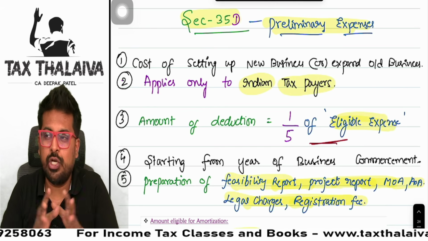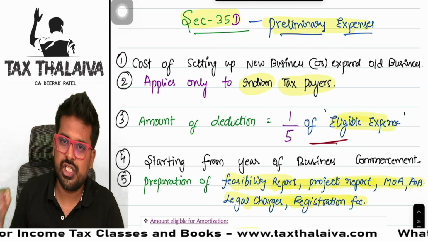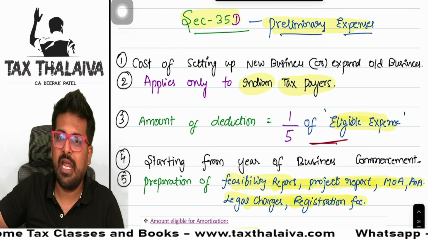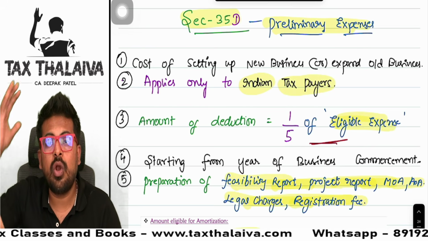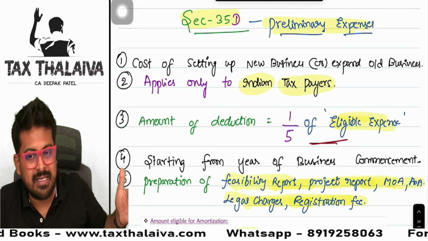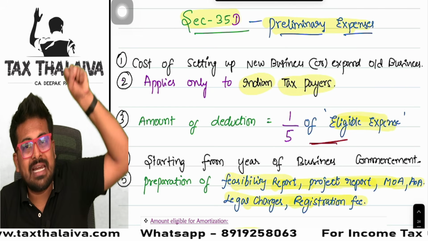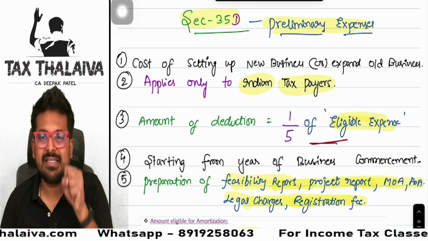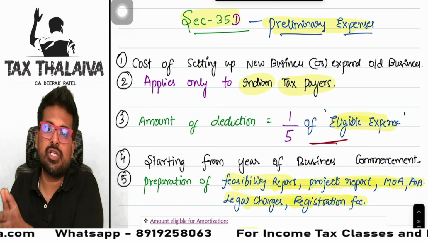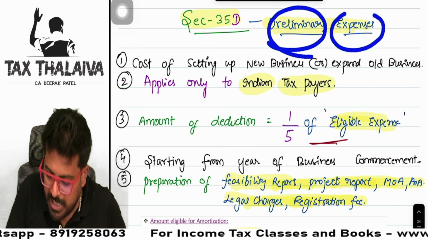In that case, of course, in order to start a new business, there will be a lot of legal expenses. You have to register your business, you have to draft MOA, AOA, like this. There are a lot of expenses incurred. So before starting any business, if you incur any expenditure, that expenditure you can claim as your business expenditure as soon as you have started your business. That is called preliminary expenses.